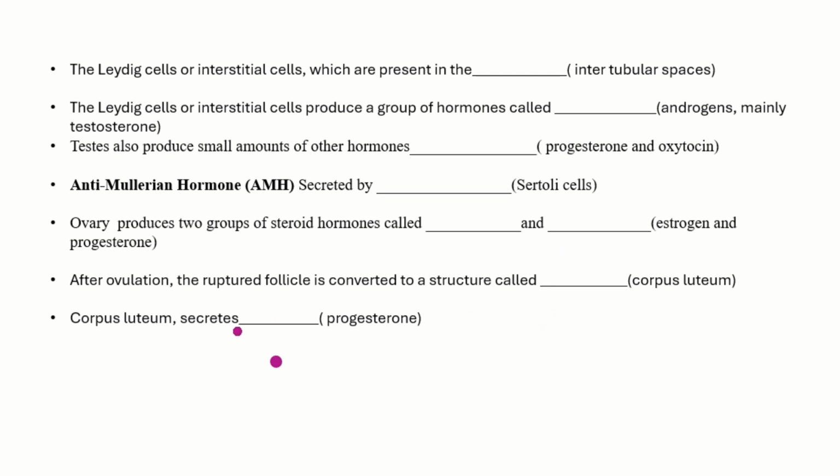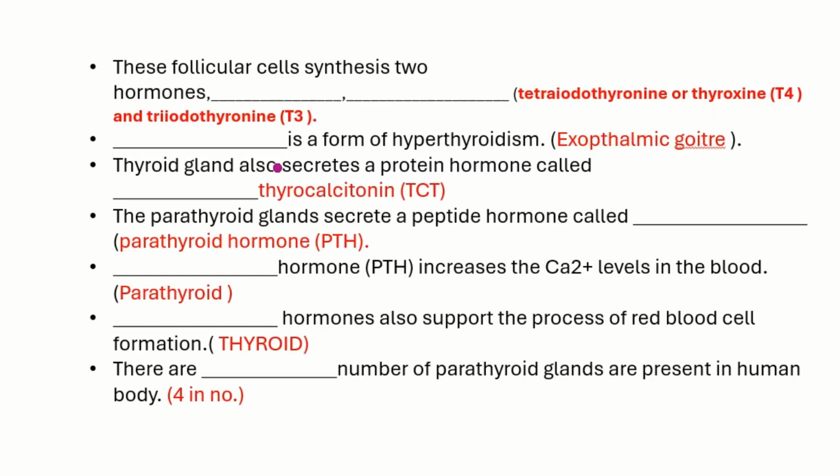After ovulation, the ruptured follicle is converted into a structure called, this you won't forget, I think. Almost everyone answered. It is corpus luteum. And corpus luteum secretes a hormone called, yes, only 10 answered. Don't forget, it is progesterone. Okay, come to the next one.